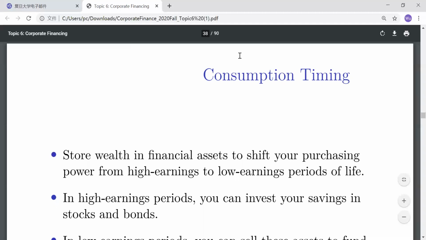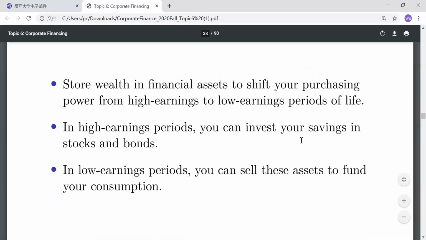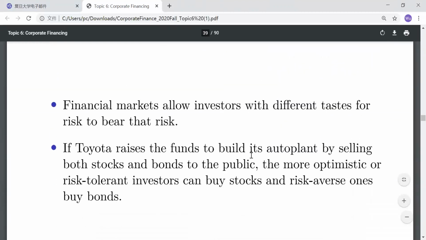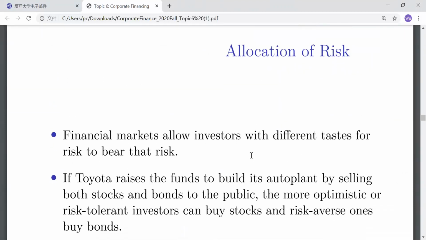And also consumption timing, right? So financial markets help store wealth in financial assets, right? If you buy a product from the shadow banking, or if you buy a stock, you hope that in the future the stock price will go up, right? In that case, you are trying to store wealth in the financial markets, right? And you're trying to shift your purchasing power from high earnings to low earnings periods of life, right? For example, after you retire, right? So that's why you want to invest in the financial market, right? So in the high earnings period, you invest. In the low earnings period, you sell in order to finance your consumption in the low earnings period.